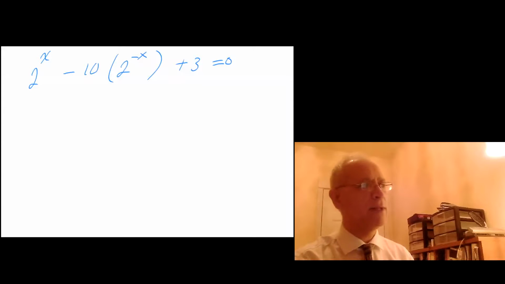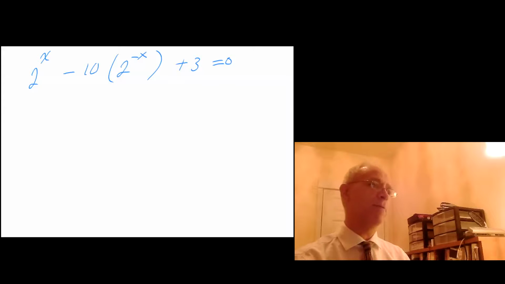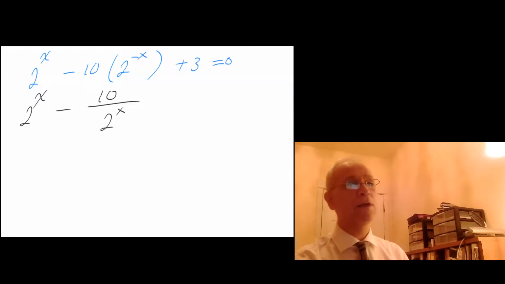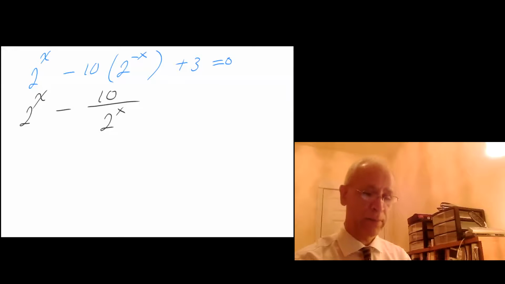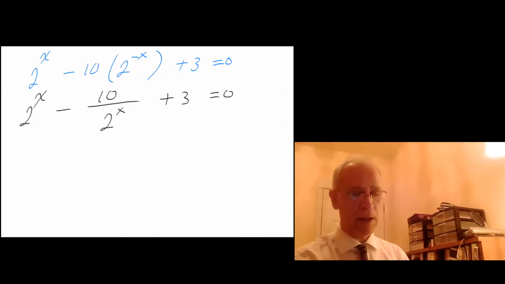Hello, Math 141. Suppose I have 2 to the power of x minus 10 times 2 to the power of negative x plus 3 equals 0. The first thing I need to do is remind myself that this is the same as 2 to the power of x minus 10 over 2 to the power of x. Remember, negative exponents are fractions. So I have a plus 3 here equals 0.